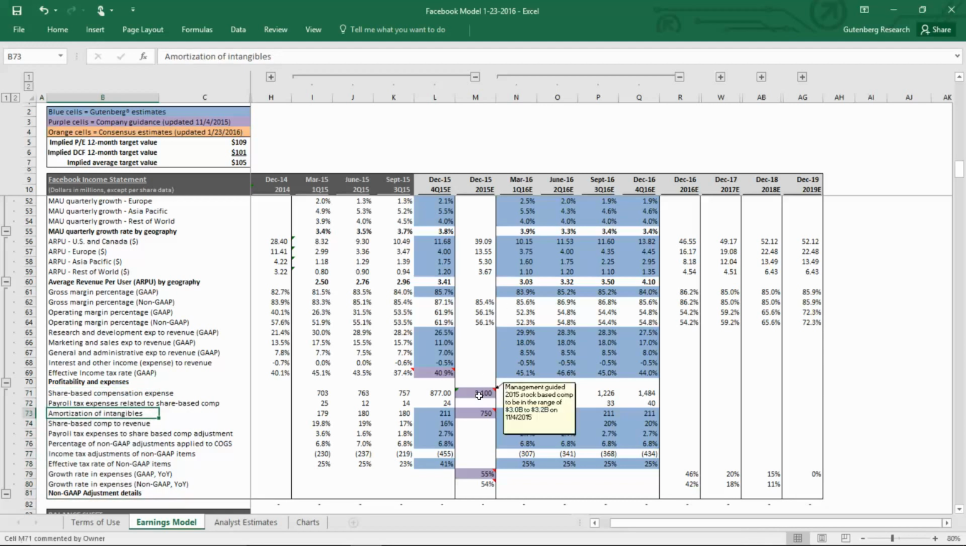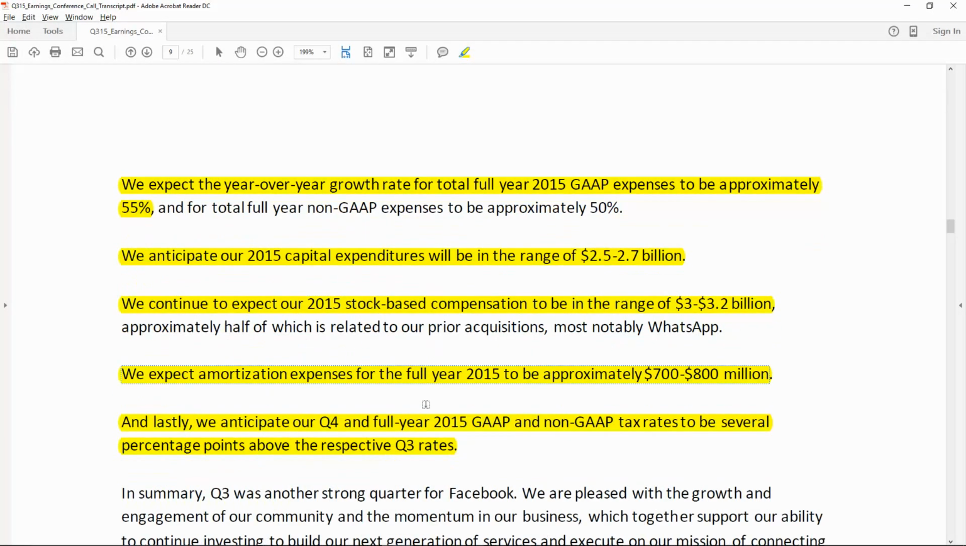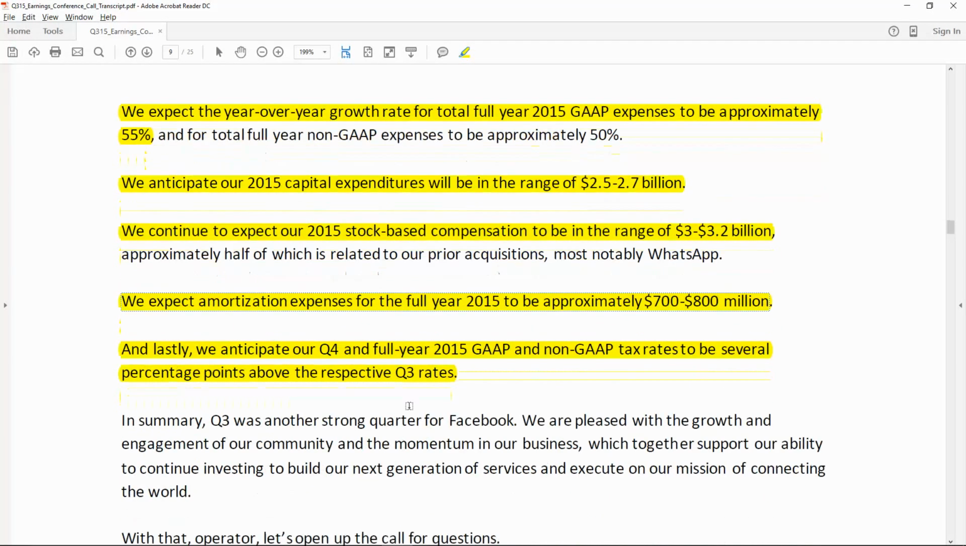They gave us guidance saying $3 billion to $3.2 billion, so we've modeled it out to the midpoint at 3.1 and split it between amortization of intangibles and stock-based comp. But they also gave us guidance for intangibles, so the amortization is going to be between 700 and 800 million. So we've also kept this at the midpoint of that guidance as well. So you can see that's the next item here, 7 to 800 million.